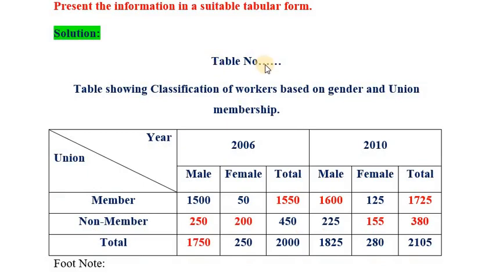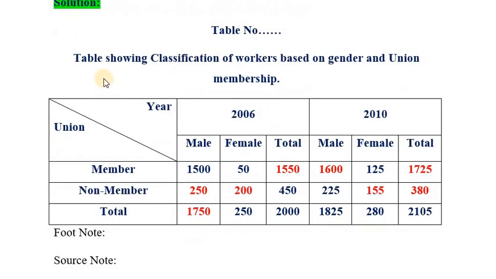As usual, mention the table number and come out with an appropriate heading, so that any person who reads the table will be able to understand the content of the table just by reading the heading. So, table showing classification of workers based on gender and union membership.